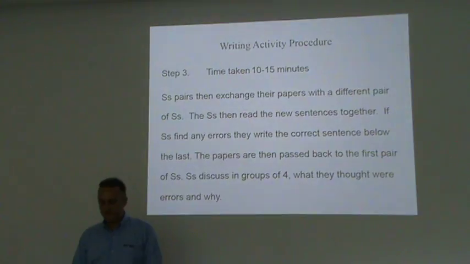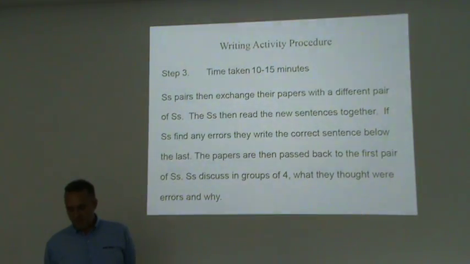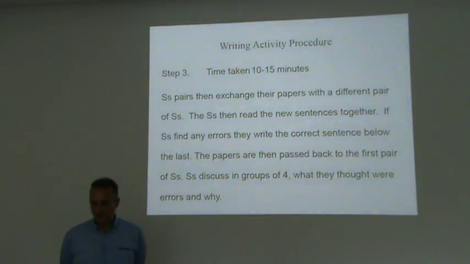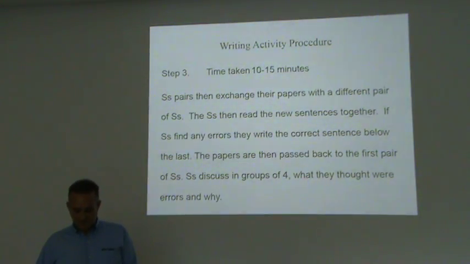Next, step 3. Again, the time is variable, for example, 10 to 15 minutes. The students in pairs then exchange their papers with a different pair of students. These students then read the new sentences together. If students find any errors, they write the correct sentence below the last. These papers then pass back to the first pair of students, and in groups of 4, both pairs of students discuss what they thought were errors and why each sentence was an error, and which error it was.